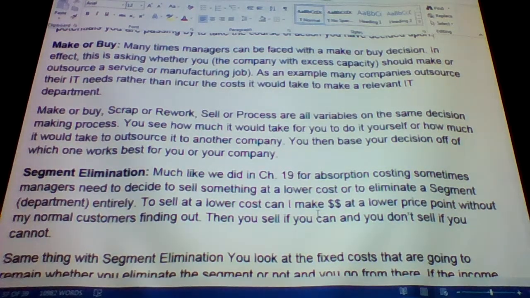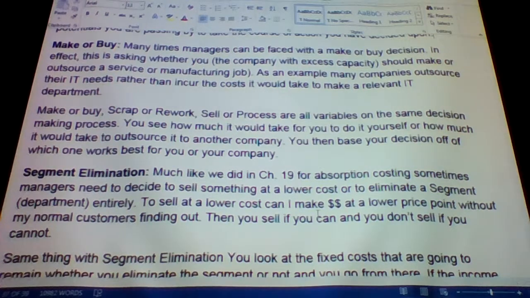So there are people who decide, you know what, I can't afford to do what some of these other companies do to stay as effective in IT as I need to be. So I'm going to hire someone to come in and do that. So they're outsourcing their IT department.